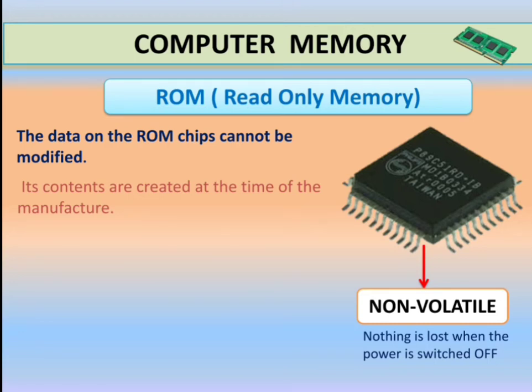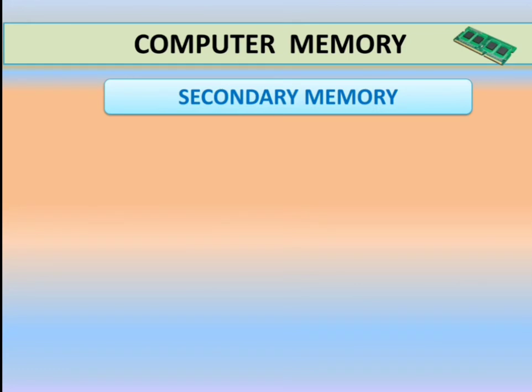Now let's move further to our secondary memory. So what is secondary memory and why do we need it? As I said, primary memory is our temporary memory and we cannot save our data there permanently. If we want to save our data like photographs, videos or documents permanently, we need a type of memory that can save our data permanently. For that kind of memory, we use the secondary memory.